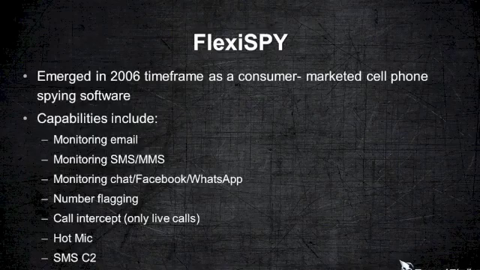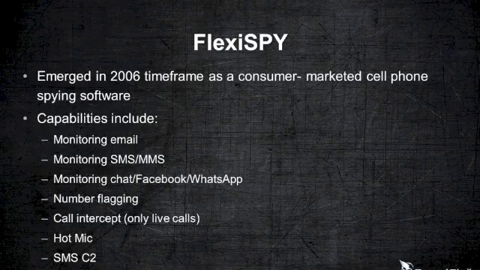One specific example is FlexiSpy, that has all these properties that I just discussed. And from the capability standpoint, basically what FlexiSpy allows you is monitoring email that is being received or sent by the phone, monitoring SMS and MMS messages, so everything that's being texted with the phone. It has support for some specific applications like Facebook or WhatsApp, and it also allows flagging of numbers that are being dialed.